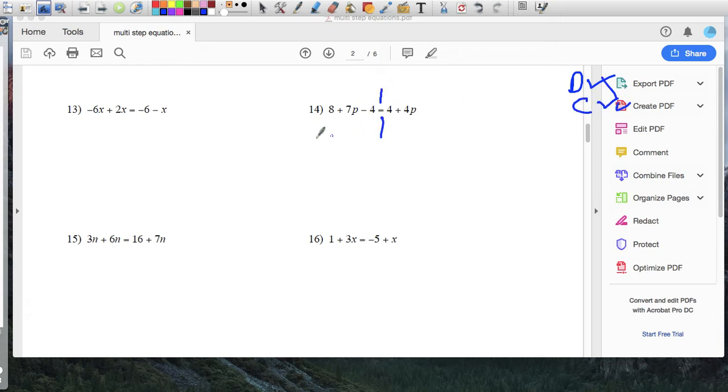So 14, you get, again, no distributive property, which should be the first thing you do. No. Combine like terms, yes. So if you look at this side over here, I can combine the 8 and the negative 4. 8 minus 4 is 4, so I get 4 plus 7p. On this side, 4 plus 4p I cannot combine because they're not like terms.